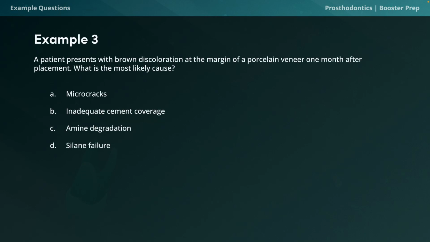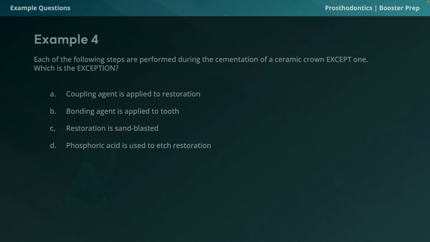Question number 3. A patient presents with a brown discoloration at the margin of a porcelain veneer 1 month after placement. What is the most likely cause? Microcracks, inadequate cement coverage, amine degradation, or silane failure? And of course, the answer is B, inadequate cement coverage. This one was a gimme question, so if you got it wrong, you gotta go back and watch the video. I got one last question for you guys.